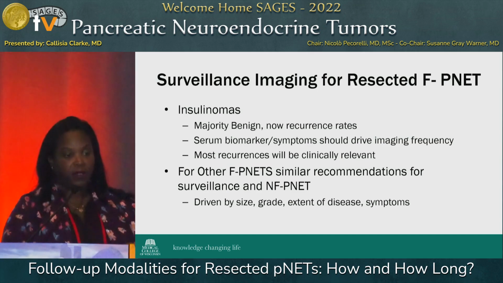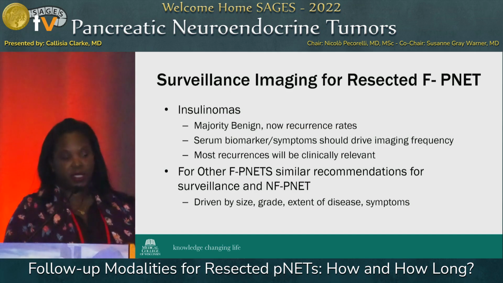For functional pancreatic neuroendocrine tumors, I think it's slightly different. Insulinomas are the majority of these. They tend to be very benign. They tend to respond quite well to surgery and don't recur. They also have a clinical syndrome that is almost always apparent when there's recurrence. So I think the impact of cross-sectional imaging in these tumors is actually much lower. And I think really we should be driven by the size. We should be driven by symptoms and the serum biomarkers on when to reimage for these patients.